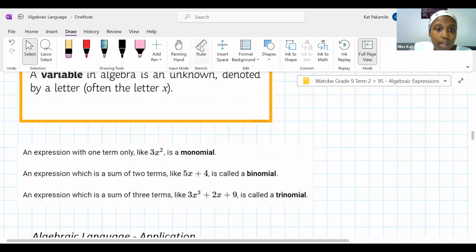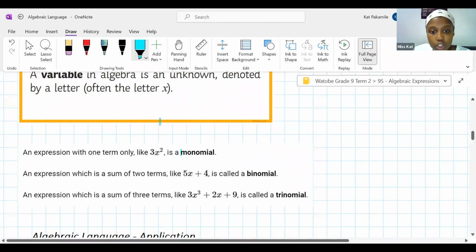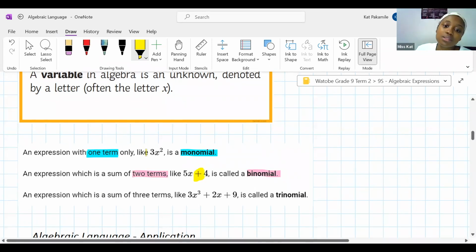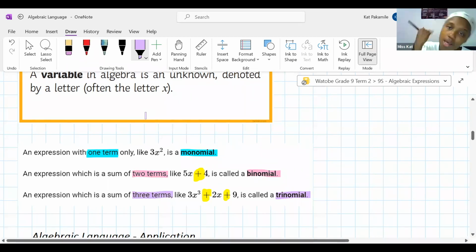Now, an expression with one term is called a monomial. Think of a monologue. When you're doing a monologue, you're doing a speech on your own. So one term means monomial. A binomial would then have 2 terms, separated by pluses or minuses. In that case, we have a trinomial because there are 3 terms. Think of a tricycle. A tricycle has 3 wheels, so a trinomial has 3 terms.